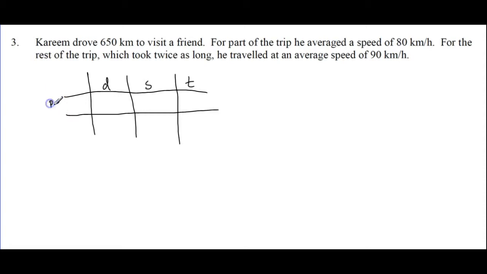Part 1, let's just say this is part 1. Part 2. So we'll call this distance x, and we'll call this distance, part of the trip we averaged a speed of 80 kilometers, we'll call this y. Speed here is 80. Speed here is 90. And time. Time is distance divided by speed. Right? So if distance is equal to speed times time, then time is equal to distance over speed.